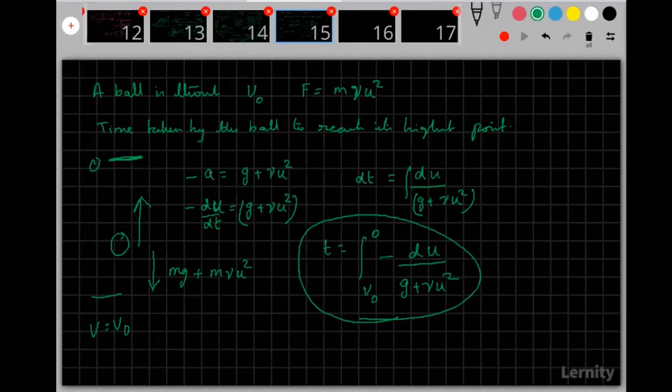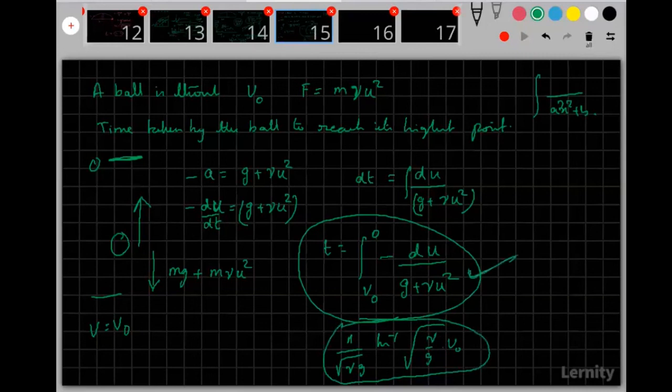Now how will you integrate this? This is of the format a x square plus b, so you can find the integral, which is some tan inverse. When you integrate, you will get 1 by root over gamma g tan inverse of root over gamma g into v naught. Work it out, you will get it. So it is your ability to understand how to go ahead with it.